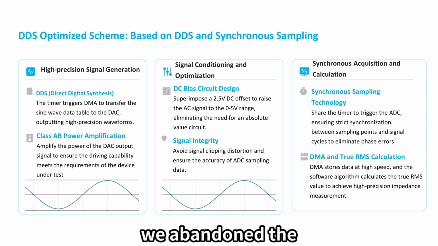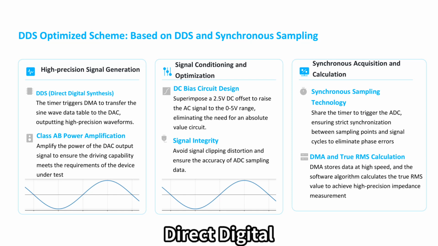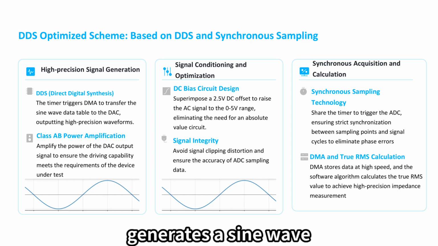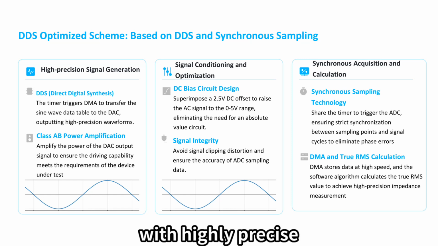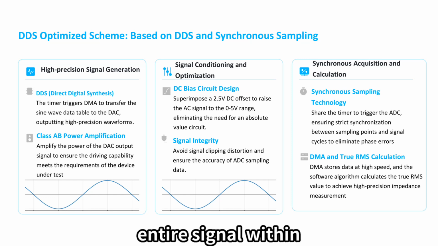First, we abandoned the method of toggling GPIO via a timer and adopted DDS technology, namely direct digital synthesis. We transfer pre-stored sine wave data to the DAC through DMA, which generates a sine wave with highly precise frequency and amplitude. Second, we removed the absolute value circuit and instead used a DC bias circuit to add a DC offset to the AC signal, keeping the entire signal within the 0-5 V ADC sampling range.